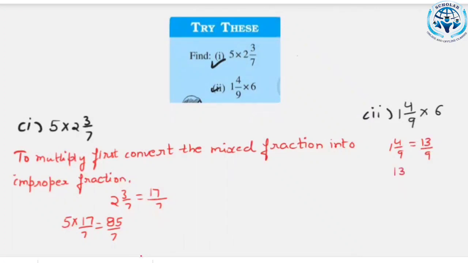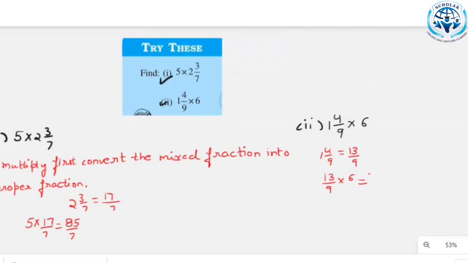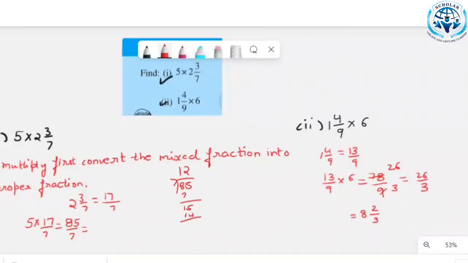1 4 by 9 is 13 by 9. 13 by 9 into 6. 13 6s are 78. 78 by 9. Convert this fraction into its lowest form. 26 by 3. Now you have to convert 26 by 3 into a mixed fraction, that is 8 2 by 3. Eighty-five by 7 is equal to 12 1 by 7 in the form of a mixed fraction.